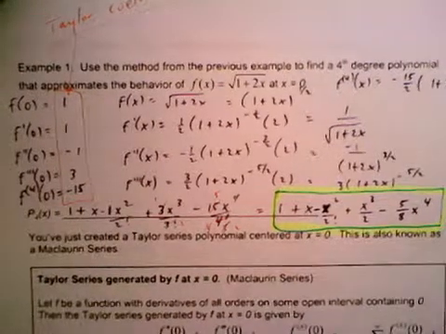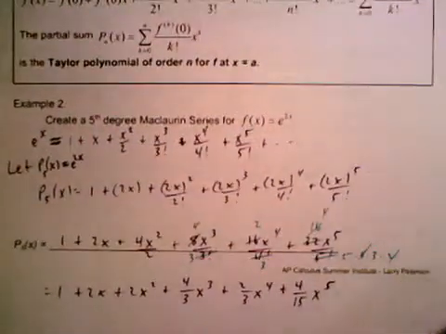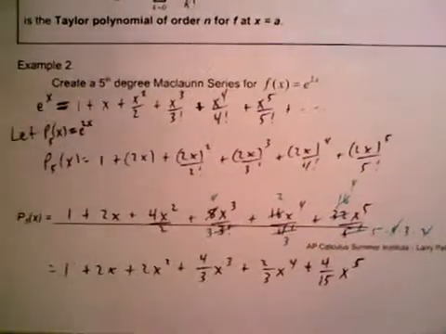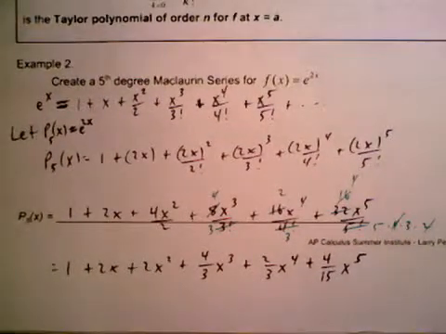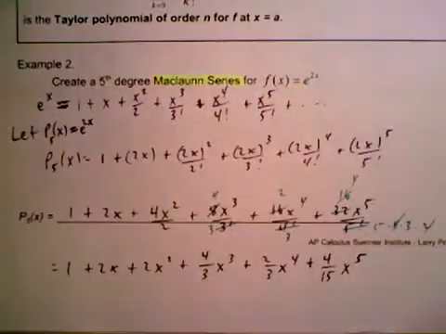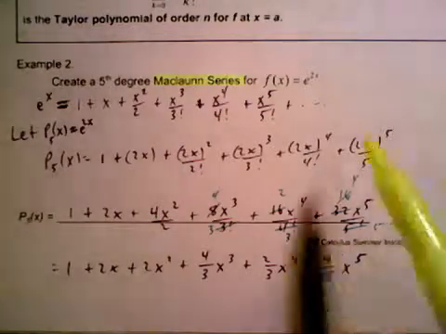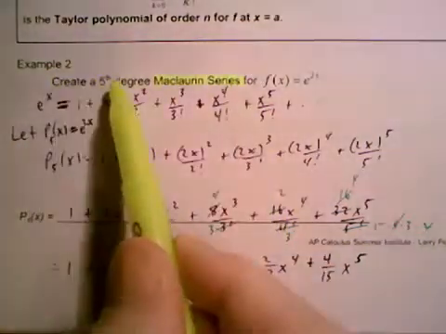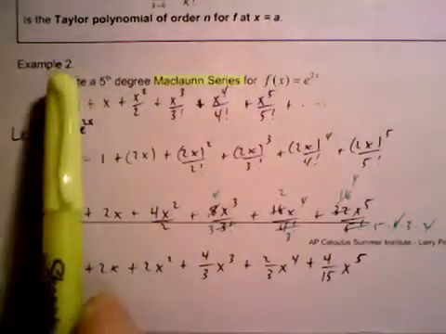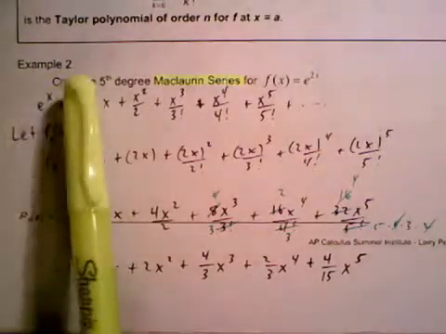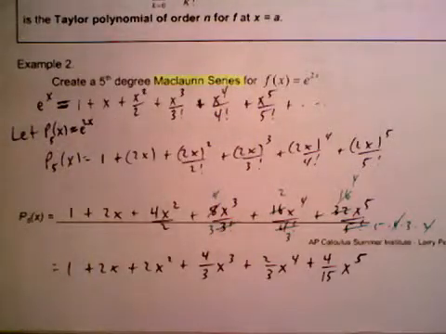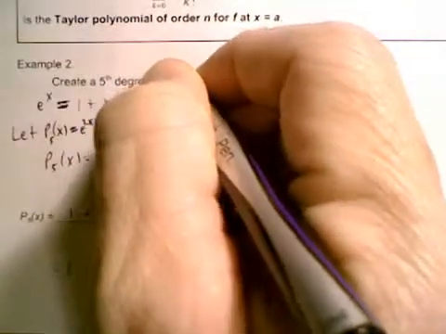And now example 2, just going to cruise right on down here. There we go. A 5th degree Maclaurin series, and basically it's saying the same thing. This is the first time you have seen the words Maclaurin series when you're being asked to construct a polynomial. It's the same thing as saying construct a 5th degree polynomial centered at x equals 0. So you've got to know that.